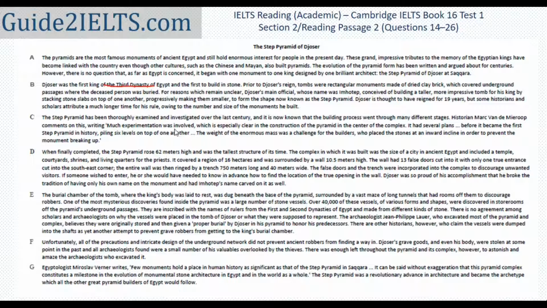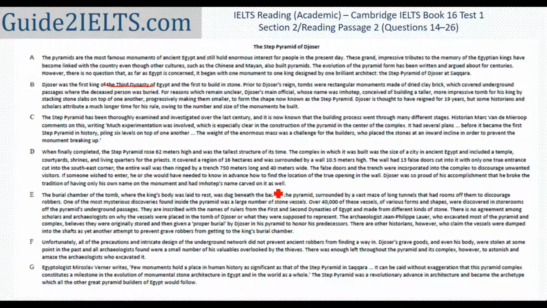Paragraph D now. When finally completed, the step pyramid rose 62 meters high. Ending of paragraph D: Djoser was so proud of his accomplishment that he broke the tradition of having only his own name on the monuments and had Imhotep's name carved on it as well.